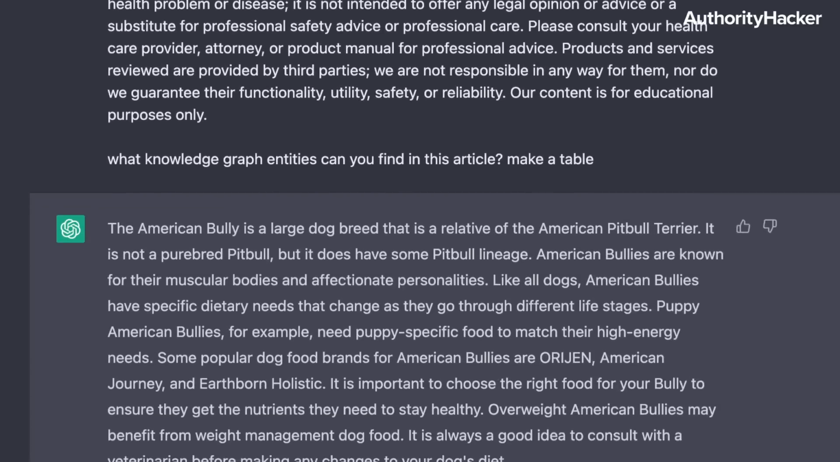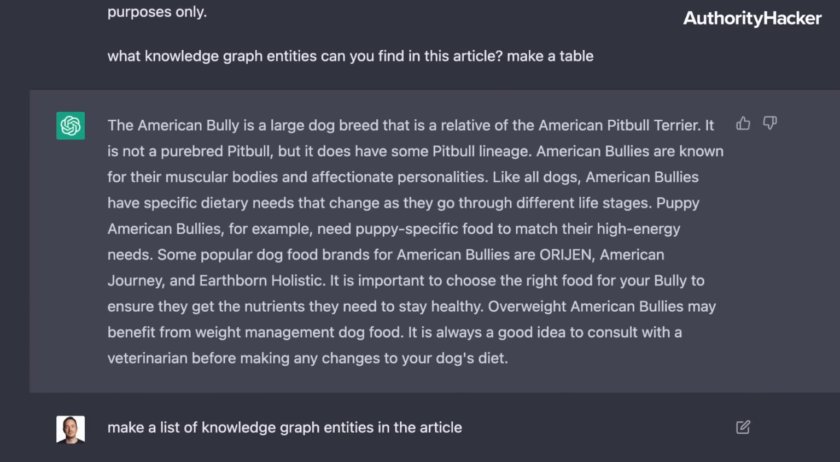So the first thing I did is I pasted a huge article in there. It was about American Bully dog food or something. And basically it did a summary quickly. Sometimes when you just paste content, it doesn't necessarily take the last line with your comment. So it's better to put your comment in the first line.